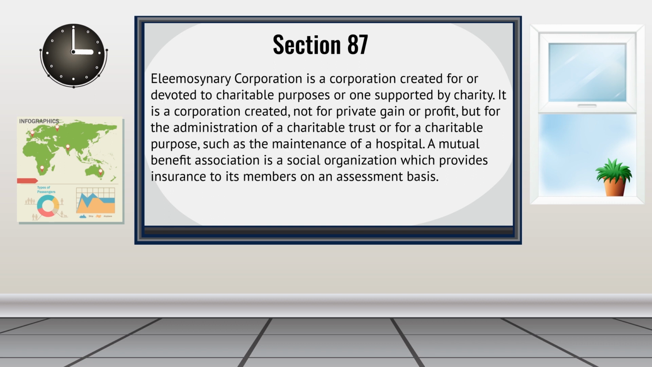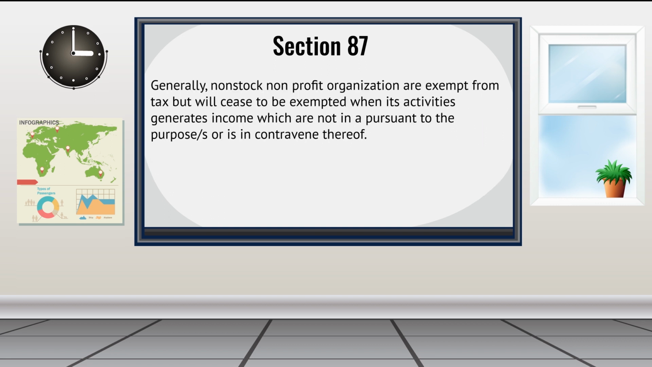Eleemosynary corporation is a corporation created for or devoted to charitable purposes or one supported by charity. It is a corporation created, not for private gain or profit, but for the administration of a charitable trust or for a charitable purpose, such as the maintenance of a hospital. A mutual benefit association is a social organization which provides insurance to its members on an assessment basis. Generally, non-stock non-profit organizations are exempt from tax but will cease to be exempted when their activities generate income which are not pursuant to the purpose, or are in contravention thereof.